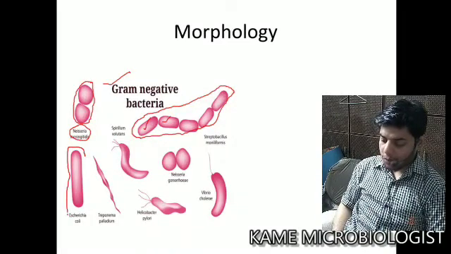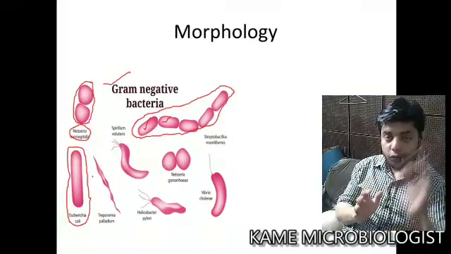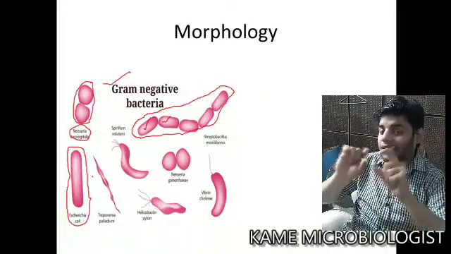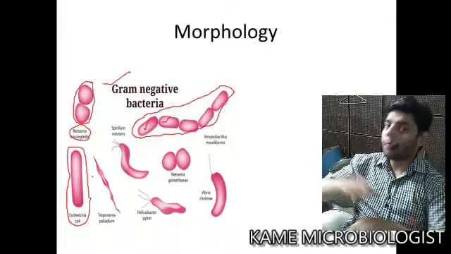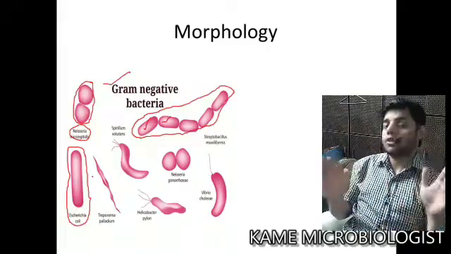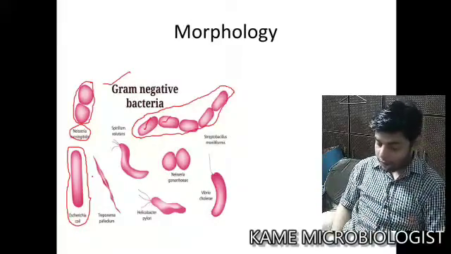Then we have the rod shape of the gram-negative bacteria, as you can see, and we call that E. coli. So under the light microscope, if you find a pinkish-red color and the shape is a rod, remember guys, that will be E. coli. But you are still not 100% sure, so you perform different biochemical tests.